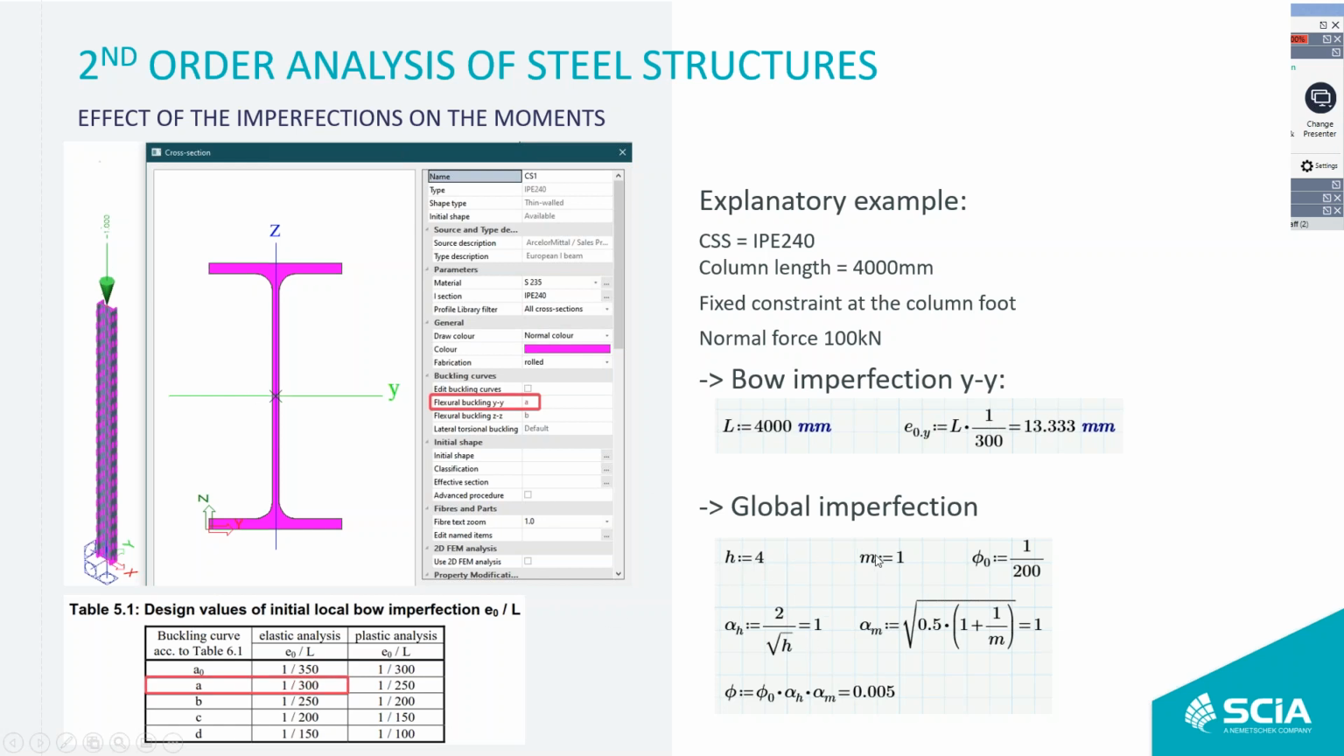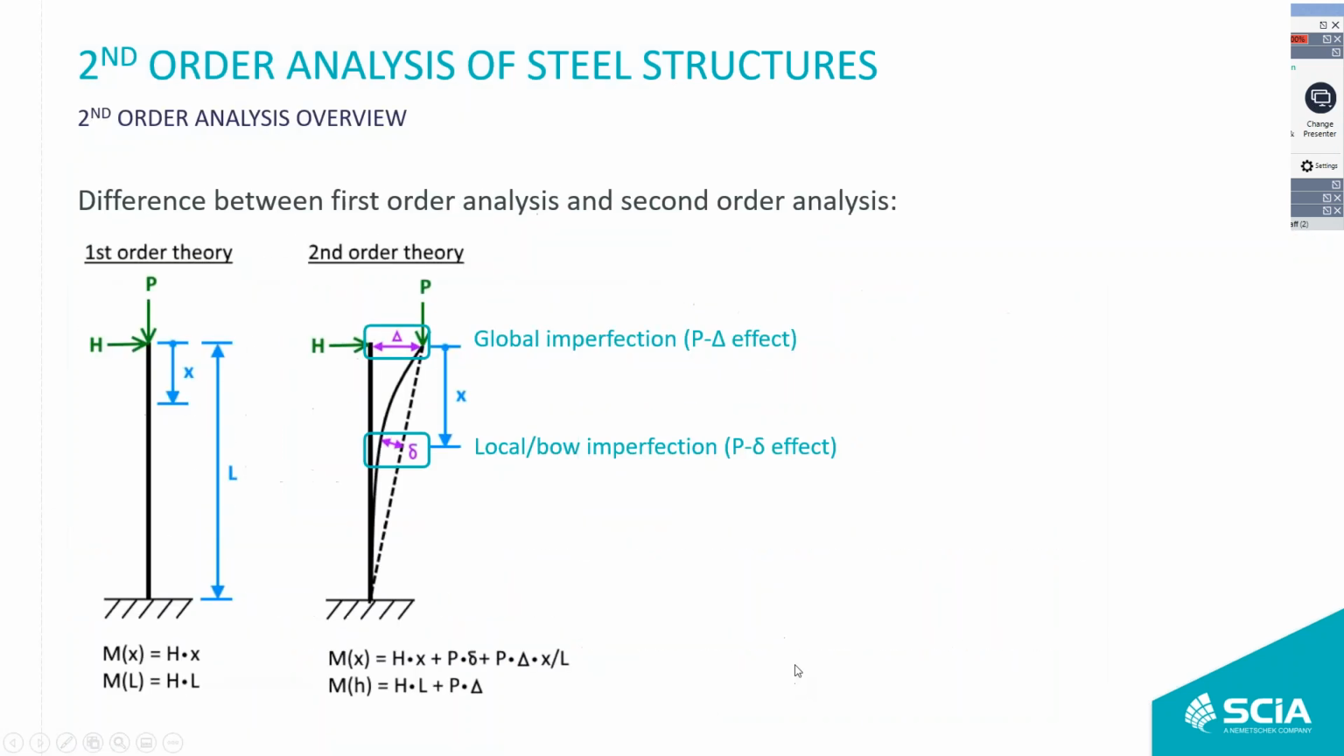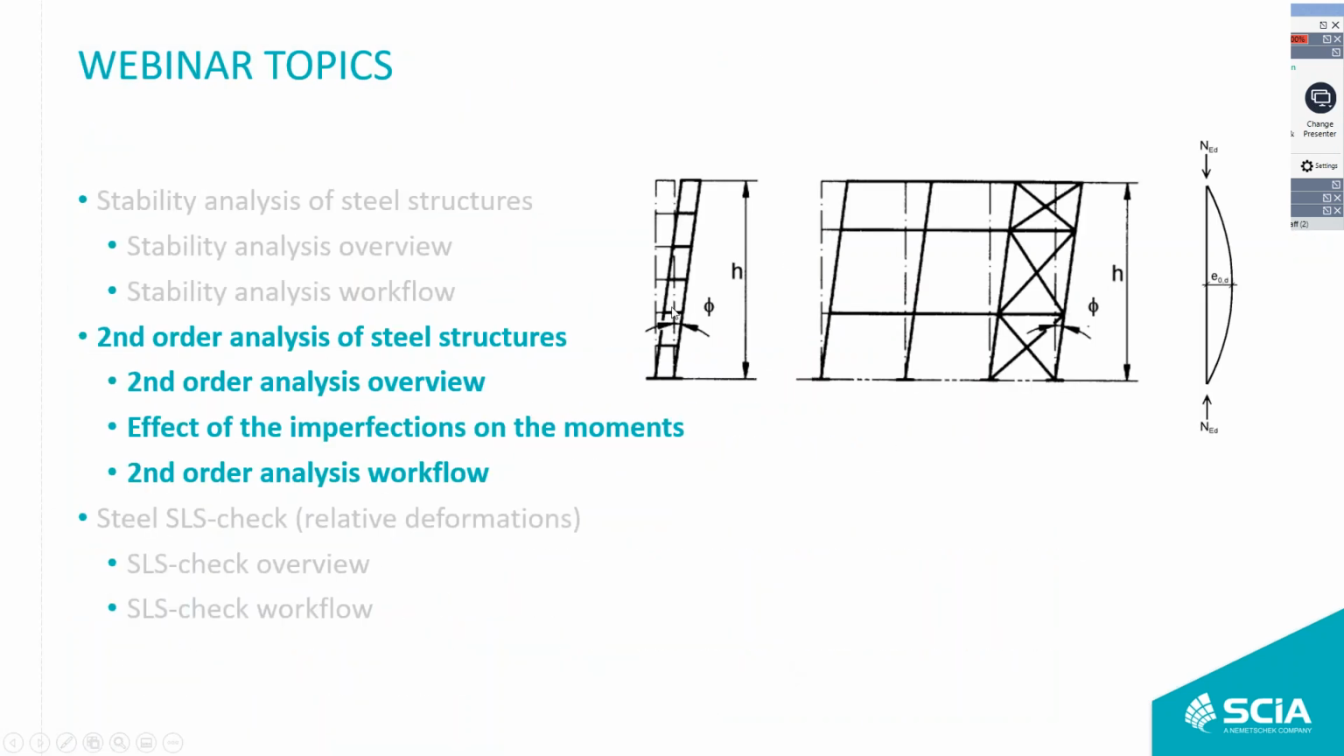And for the global imperfection, the height is 4 meters. The number of columns M is 1. There's only 1. Your standard imperfection is 1 divided by 200, as mentioned in the code. This gives you an alpha H of 1 in this case, an alpha M of 1, and your inclination for your global imperfection is in that case 0.005. It's the same angle that was shown here.